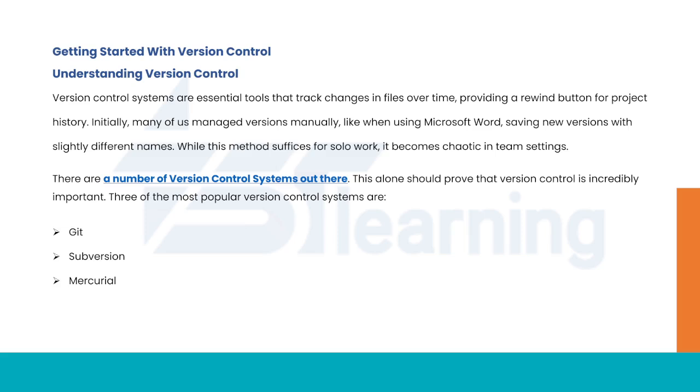Now, when it comes to version control, there are a number of version control systems out there, and this alone should prove that version control is incredibly important. Three of the most popular version control systems are Git, Subversion, and Mercurial.